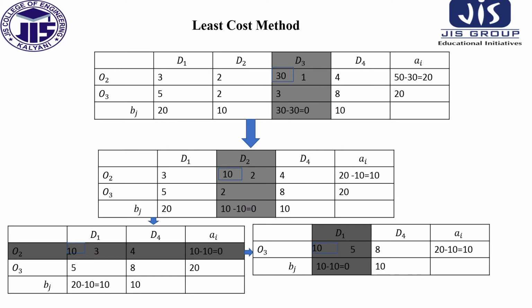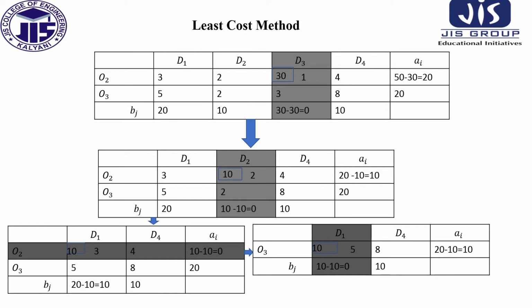In this table, among all the Cij values 3, 2, 1, 4, 5, 2, 3, 8, the minimum value is 1. The supply value is 50 and the demand value is 30. Between 30 and 50, obviously 30 is the minimum, so we allocate 30 here. The demand value becomes 30 minus 30, which is 0, and the supply value becomes 50 minus 30, so this will be 20. In this way we proceed to the next table. The D3 column will be deleted as the demand value is 0.